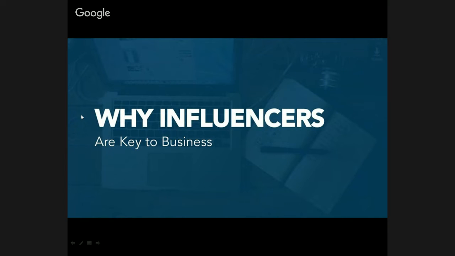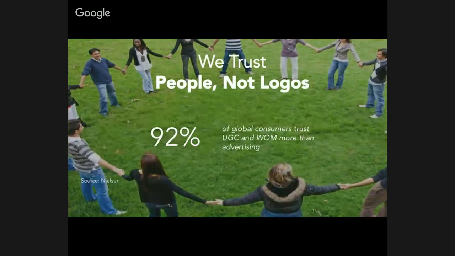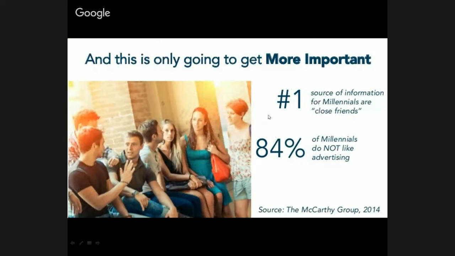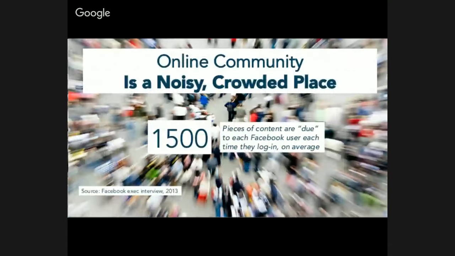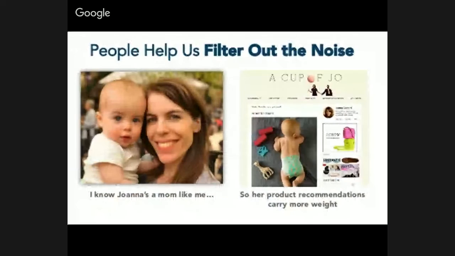Some more about influencers being key to business. We know that people trust people, not necessarily logos. It's only going to become more important as we go along. About 84% of millennials actually do not like any form of advertising whatsoever. The online community, however, continues to be a very noisy place. We said that to try and get attention when about 1,500 different types of content come on board every single time you switch on Facebook. That tells you how competitive the space is, and I guess that's why people are very important for us.